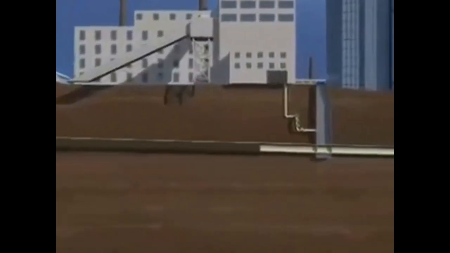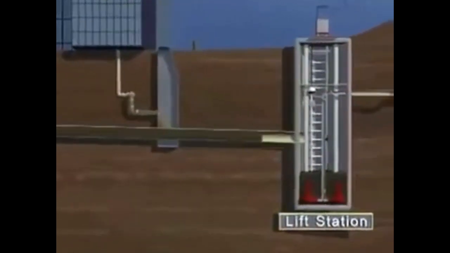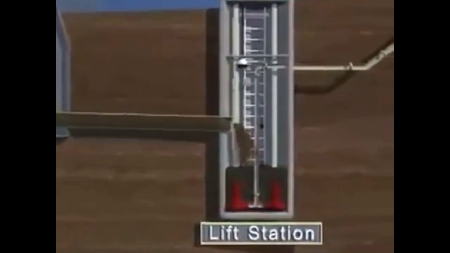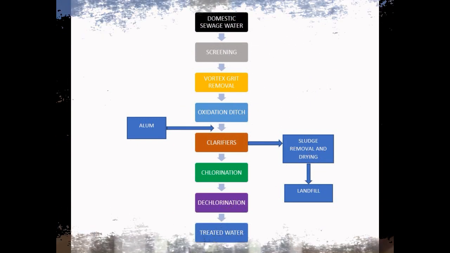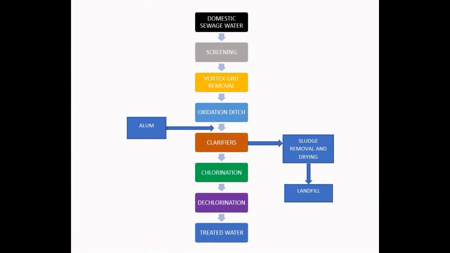The plant is designed to treat the water to the standards mentioned by the Environmental Protection Act of 1994. The treatment begins when the domestic sewage water reaches the screening chambers, then the grit removal, then the oxidation ditch, and then to the clarifiers, chlorination, then dechlorination, and the treated water comes out.